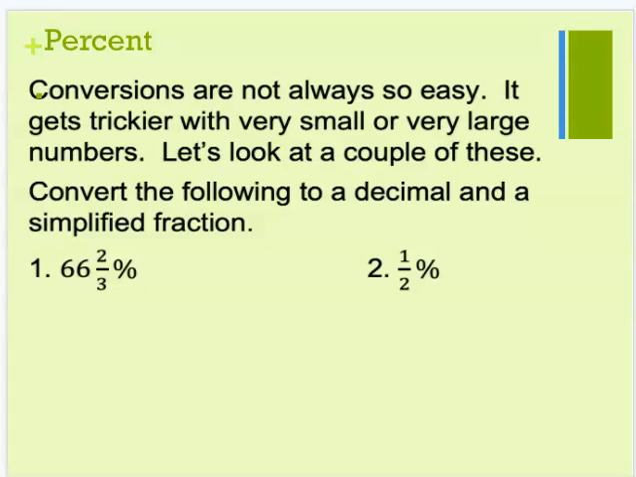But percents aren't always that easy. It gets trickier when we have very large or very small numbers, or when we have fractions involved. So how would you convert the following percents to a decimal and a simplified fraction? Think about that. It still means the same thing, per 100, but when we have that repeating decimal, or when we have that fraction of 2/3, we have to really think about this.